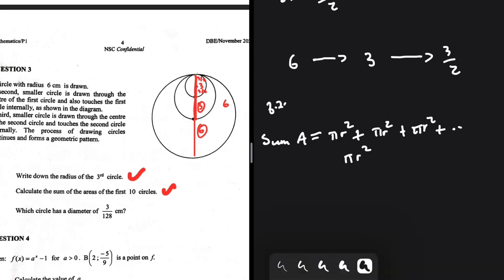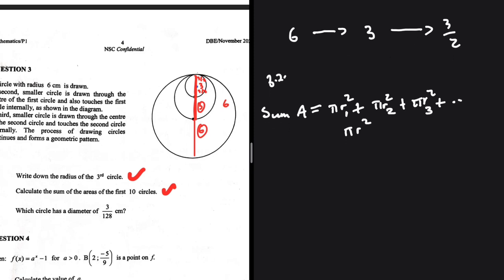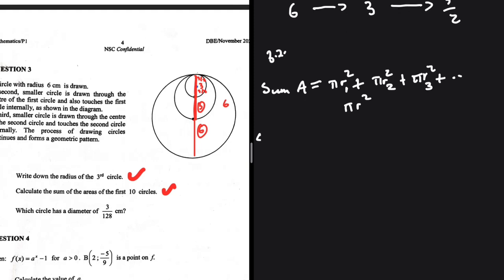Obviously the first radius is of the first circle, and then the second circle, and then the third circle. So how are we going to do this? You could calculate the area of one circle at a time up until 10, but that doesn't seem very efficient, right? Take a look at this. We can say that the sum of the areas of these circles is equal to, let's take pi as a common factor, r1 squared plus r2 squared up until the 10th circle, r10 squared.